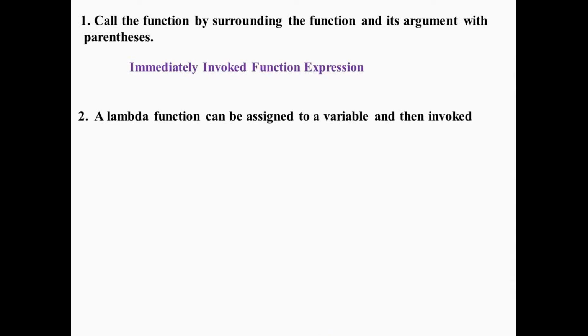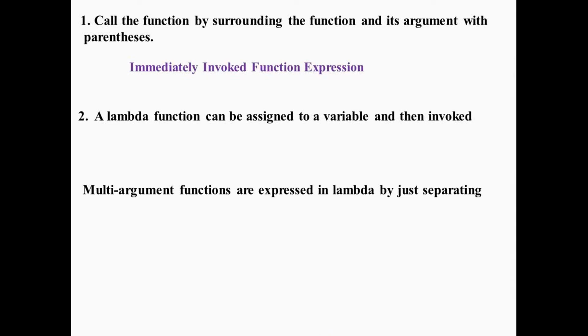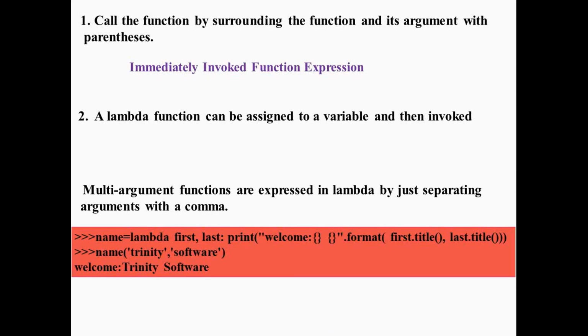The second way is what we have seen earlier. It can be assigned to a variable and then invoked by passing the argument. These are the two ways. Apart from this, we can have multi-argument functions. They are expressed in lambda by just separating them with commas. Okay, now here I have given a simple example for passing two strings, lambda first comma last, and the expression is we are just printing welcome, and I have used this format method, first dot title and last dot title. This title method will in turn convert the first character to the uppercase. So this is the result we obtained for this expression.